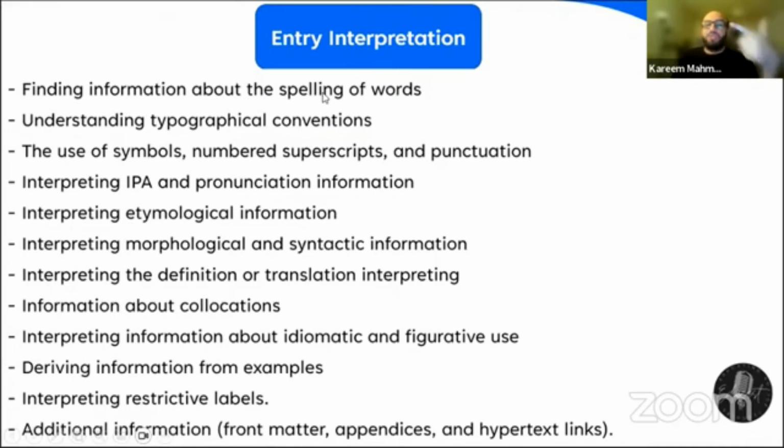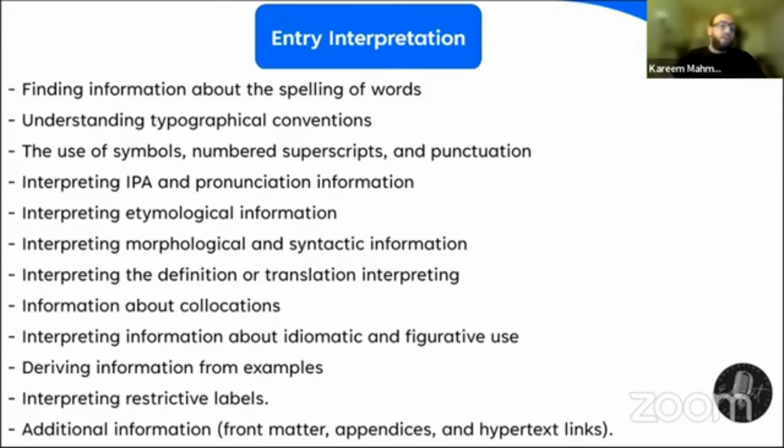And for the transcription, they have to differentiate between phonemic and allophonic transcription, if it is there. You have to understand the typographical conventions, symbols, and punctuation. You have to interpret the IPA and the pronunciation, as I told you, so which type of pronunciation they have, and the etymological, morphological and syntactic information. For example, the morphological conditions: you have a word, and the word is countable, for example. So for this word, we add an S, an ES, an IES, or it has some odd plural form.